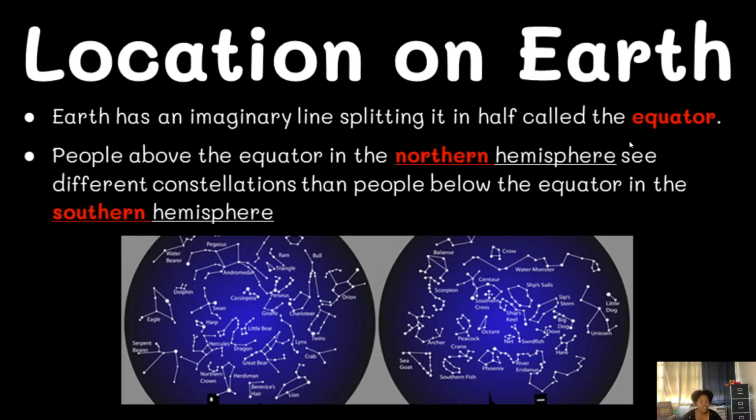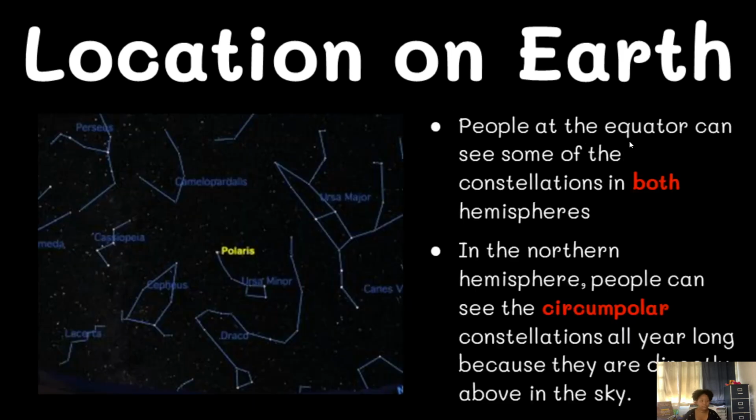The location on Earth. Earth has an imaginary line splitting it in half that is called the equator. You guys have probably heard that before. People above the equator in the northern hemisphere see different constellations than people that live below the equator in the southern hemisphere. People that live right at the equator can see some of the constellations in both hemispheres. So they're lucky living on the equator because they can see a little bit of both. In the northern hemisphere, people can see the circumpolar constellations all year long because they are directly above in the sky.